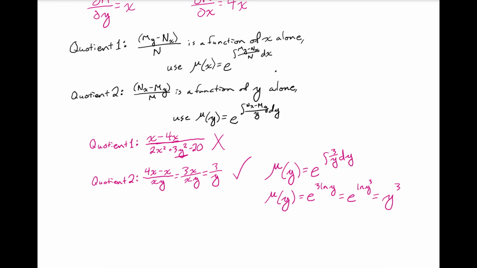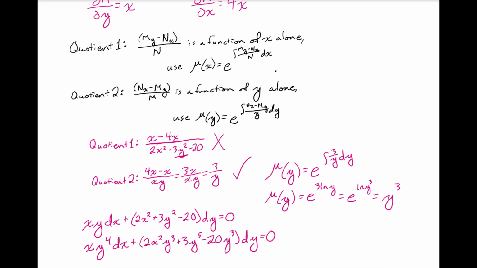So now what we're going to do is multiply our original differential equation by y cubed. Every term in it will multiply by y cubed. So just to remember, our differential equation was xy dx plus the quantity 2x squared plus 3y squared minus 20 dy equals 0. So we'll multiply every term by y cubed, and we'll get xy to the 4th dx plus the quantity 2x squared y cubed plus 3y to the 5th minus 20y to the 3rd dy equals 0.